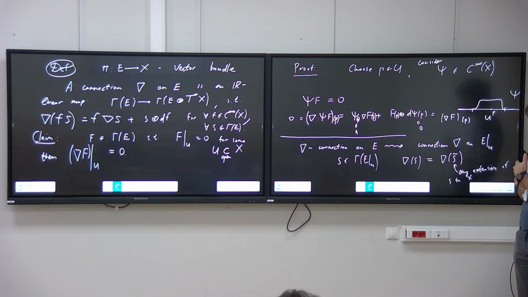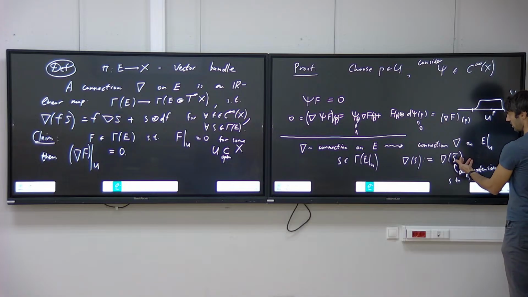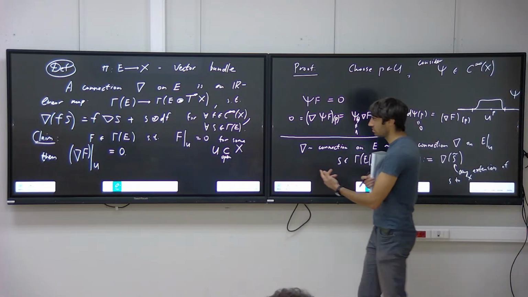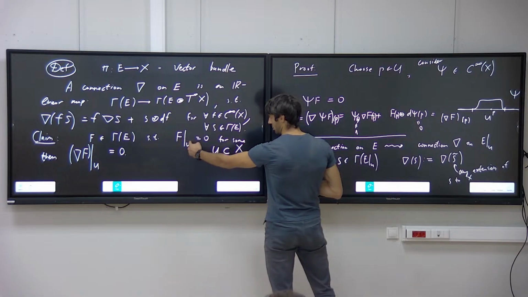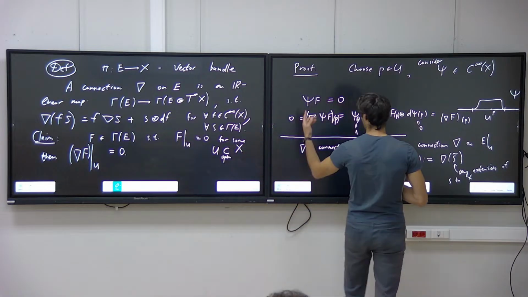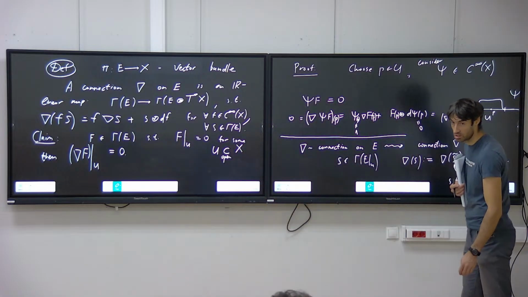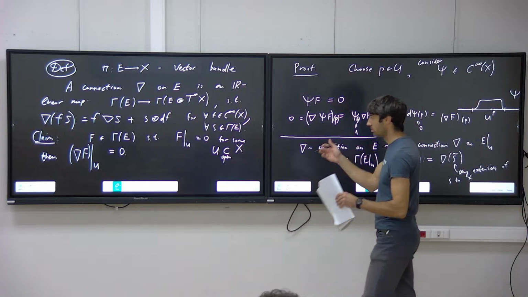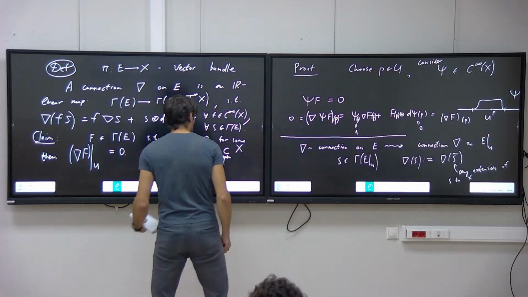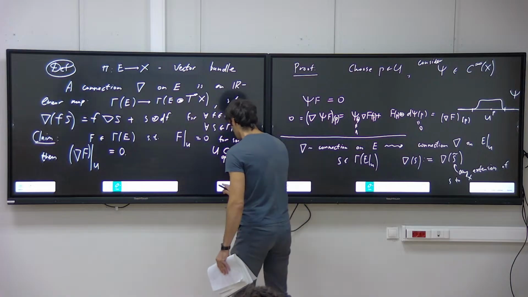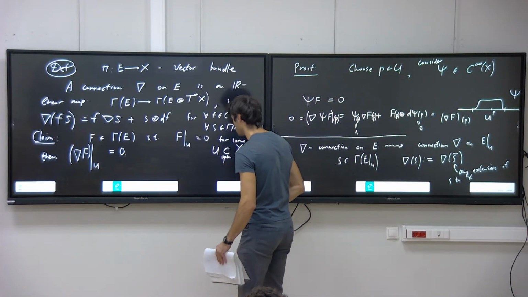So if I have two different extensions, then I take the difference of them. This will be my F, right? And then I apply this proposition and see the difference between the nablas is the same. Okay. Why does the extension exist?